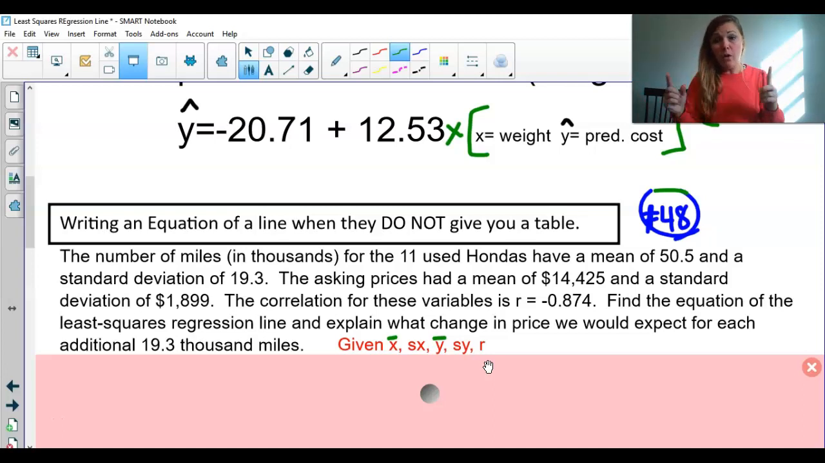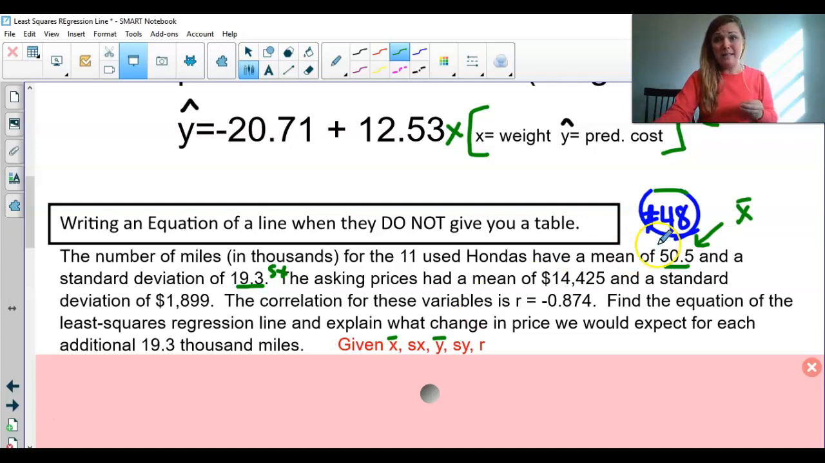Okay, so we know then the mean for the X variable is going to be the average miles. So right here, 50.5, that is our X bar. Standard deviation would be 19.3 then, the standard deviation of X. The asking prices, this is the cost now. That's going to be the average. That's our Y. That's our response.